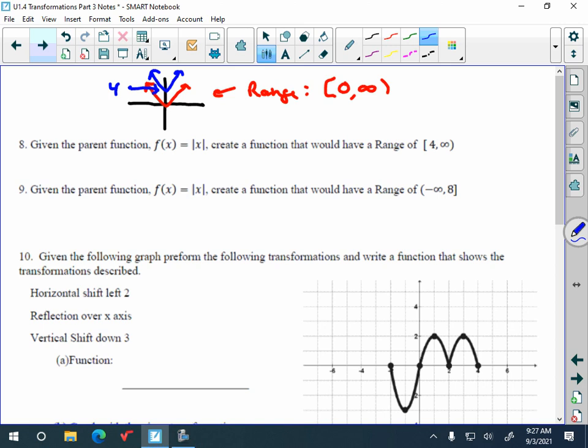I put it at the end, outside, yeah. Because the outside number moves the graph up and down. So then my equation would be y equals absolute value of x, and then just a plus 4. This has a range of 4 to infinity.